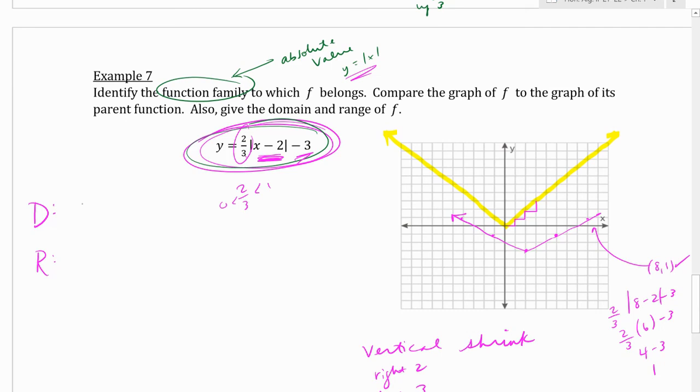So in my domain, I can plug in anything I want. The lowest this thing ever got to was -3. So all my y values are going to be -3 or higher. All right, another day's notes done.